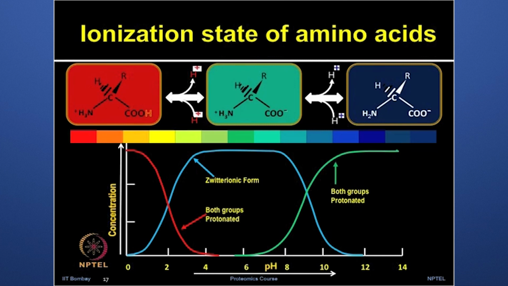At the neutral pH, amino acid exists as dipolar ions or Zwitter ions. Amino group is protonated NH3 plus and carboxylic group is deprotonated COO minus. Now, this dipolar form can exist till pH 9. Now, when you move to the basic pH, the protonated amino group loses its proton and forms NH2.